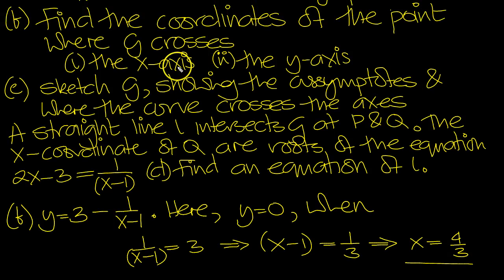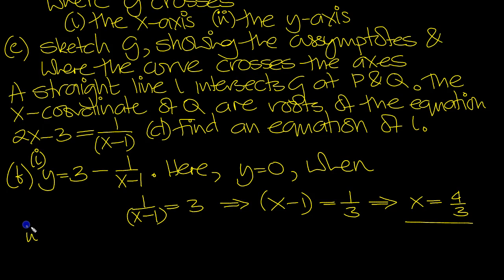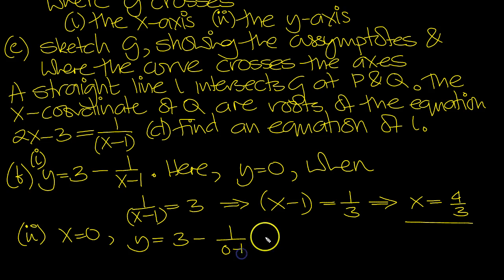So that is where it crosses the x-axis, this is part 1. Now where it crosses the y-axis, that's when x equals 0, y is equal to 3 minus 1 over 0 minus 1. That is 3 plus 1, because minus 1 over minus 1 is plus 1, so 3 plus 1 is 4. So y equals 4, and that's part 2. Where G crosses the x and the y axes, respectively.